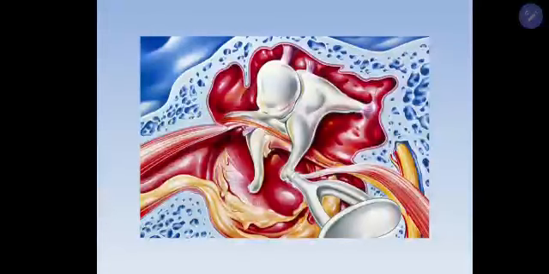Now if you see how the middle ear contains the ossicles: this is the malleus, this is the incus, and this is the stapes. These are the three important ossicles. They are all surrounded by different pouches and mucosa. This redness is just to highlight that inflammation is taking place over here.